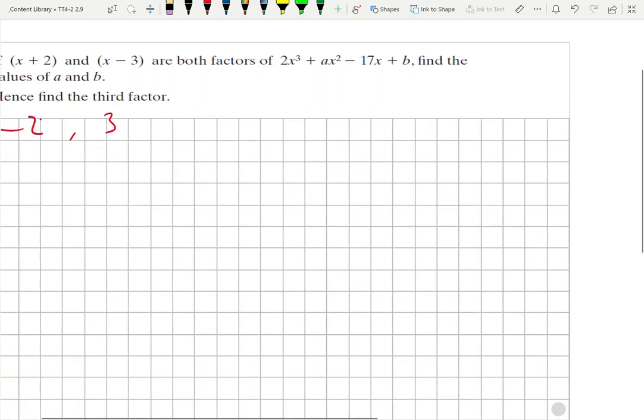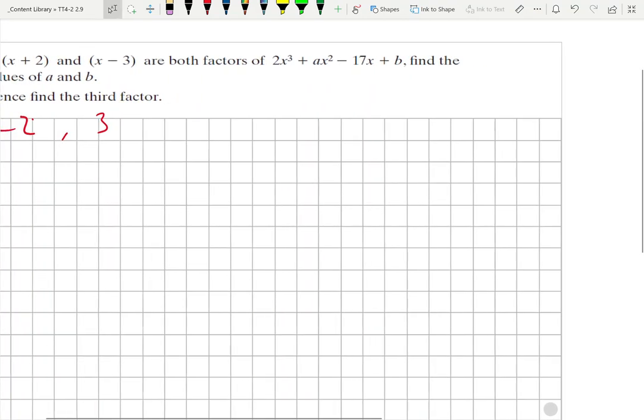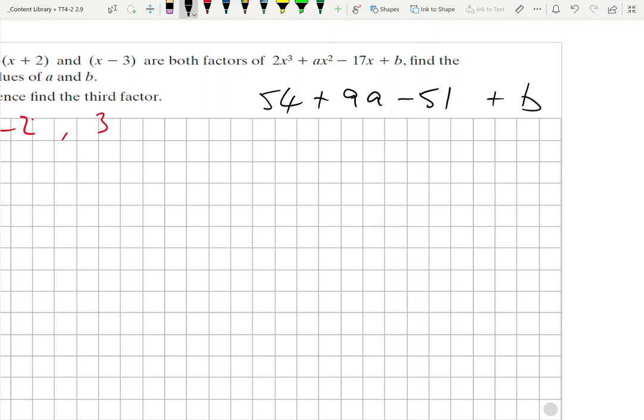So I have 3 and negative 2. Let's start off with a positive 3. 2 27s is 54, 9A, minus 3 17s is 51, minus 51, and B is B. Okay, what can we say about that? We can say through the factor theorem, f of 3 equals 0. The number bit here is worth 3. We'll take it across.